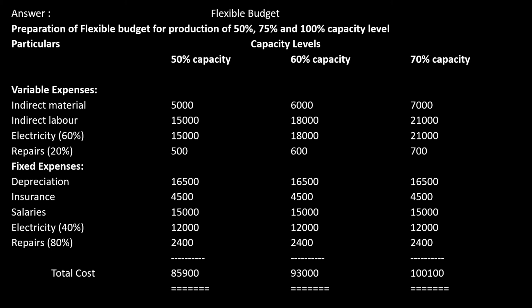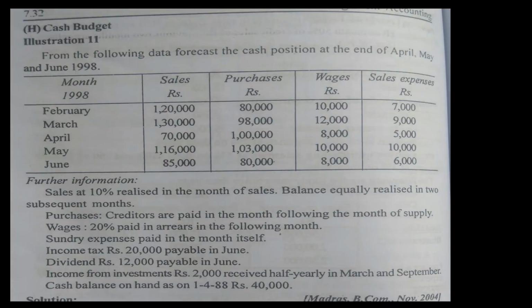Okay, so depreciation, insurance, salary, all three are given as it is: 16,000 for all levels, 4,500 for all levels, 15,000 for all the levels. Then electricity charges 40%. Electricity charges in total is given as 30,000. Out of 30,000, 40% will give me 12,000. So I'll take the 12,000 and now we are going to do a cash budget.